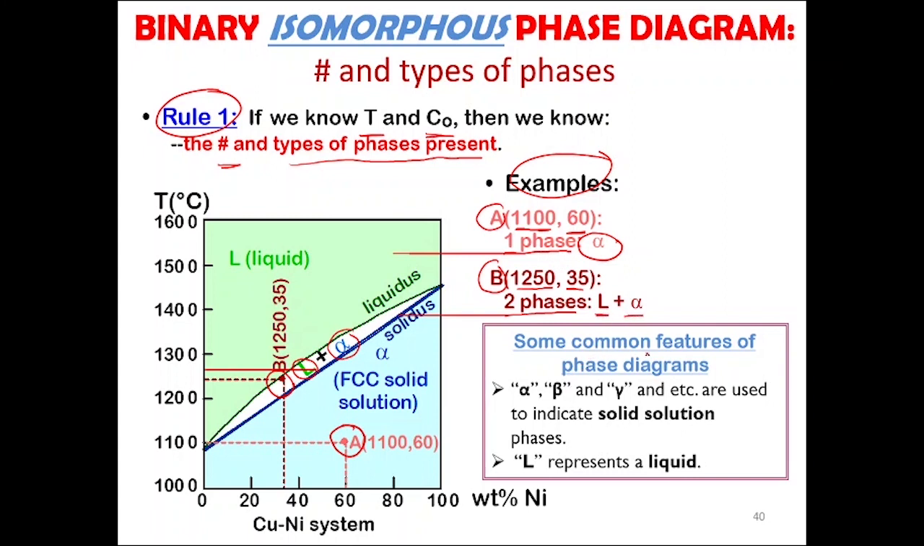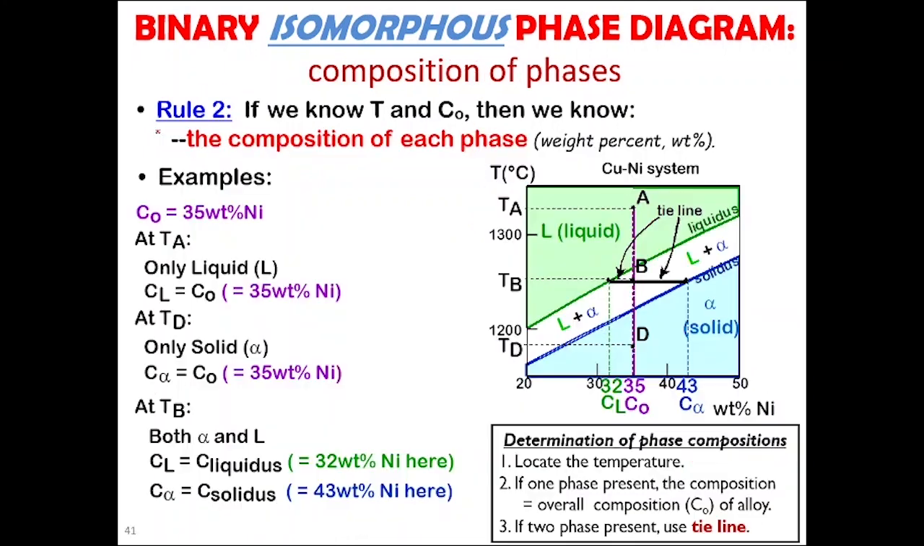Some common features of phase diagrams. For this phase diagram, we are using alpha for solid solution. We can also use beta if the example gives beta, and we can denote it as gamma if the example or question denotes it as gamma. L represents liquid. For liquid, we usually only use L.